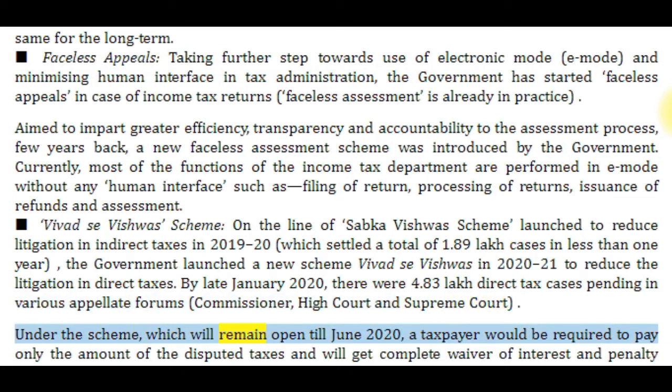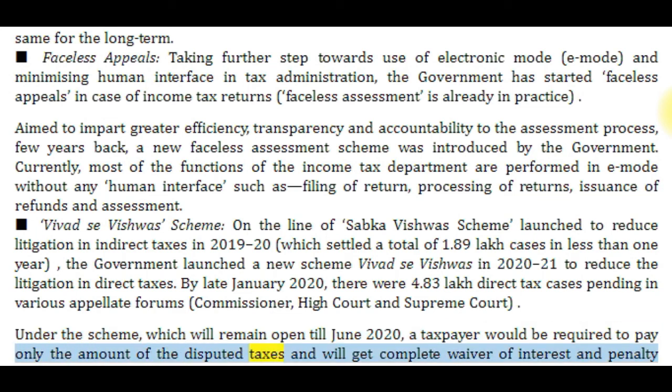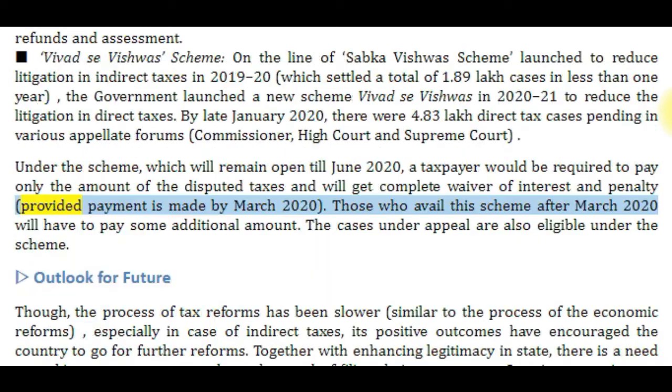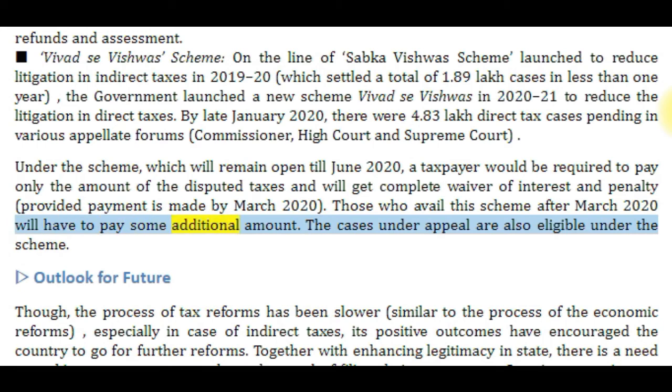Under the scheme, which will remain open till June 2020, a taxpayer would be required to pay only the amount of the disputed taxes and will get complete waiver of interest and penalty, provided payment is made by March 2020. Those who avail this scheme after March 2020 will have to pay some additional amount. The cases under appeal are also eligible under the scheme.